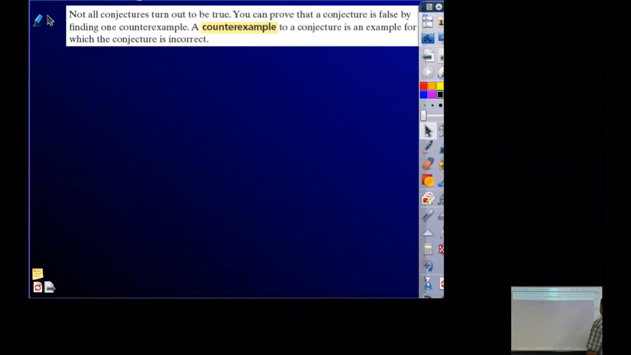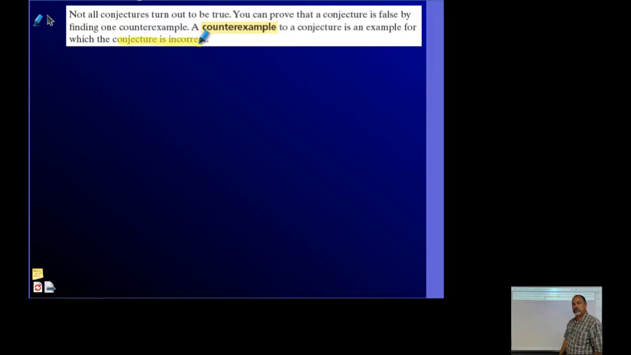So what are the key points there that I want to look at? What is a counterexample? It's an example for which the conjecture is incorrect. It shows that the conjecture of someone else is wrong. In other words, you arrive at a different conclusion using the exact same pattern. Therefore, their conjecture is false. Now, if they can provide a counterexample for yours, yours would be false. And it's how you prove a conjecture is false.